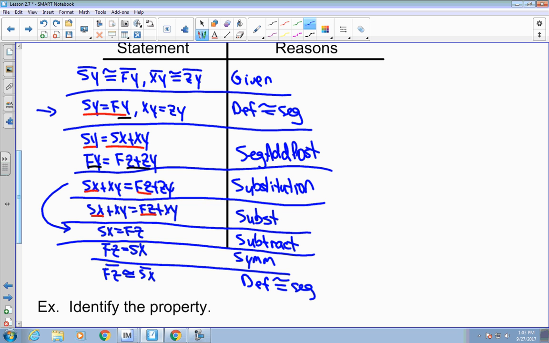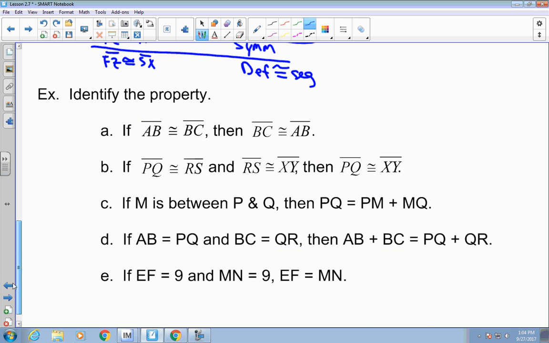So we started out changing our congruent segments to equality segments. We took the whole segments, the big ones, SY and FY, and we established what made those up by the segment addition postulate. Then we were able to go back into those big segments and replace each one of them with what they were equal to. That's what we did here. Okay? Then we replaced again, we replaced ZY with XY because they're equal. That allowed me to subtract. And then basically you're done at that point. You just got to get them in the right order with the right symbols. Okay? All right. Last couple of problems.